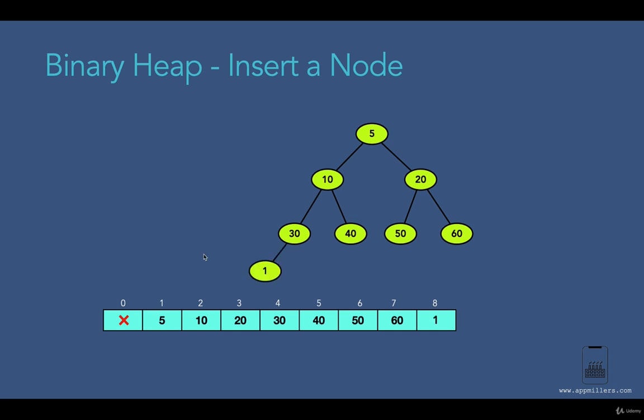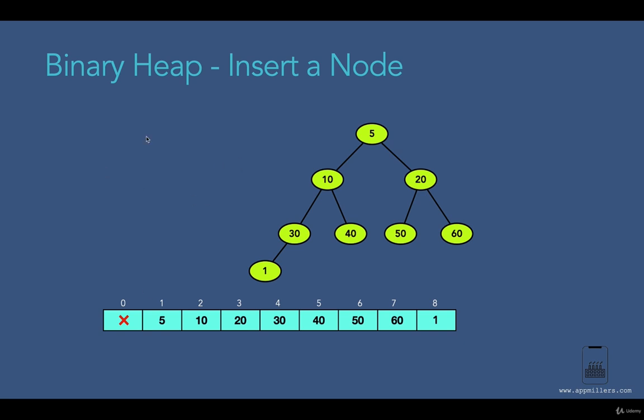Now after inserting this 1, we can easily see that we have a problem. As we said, this is a minimum heap, so the minimum heap property is violated, which says that the root node has to be less than its children. If we check this node, we can see that 30 is greater than 1. So this means that the property is violated.